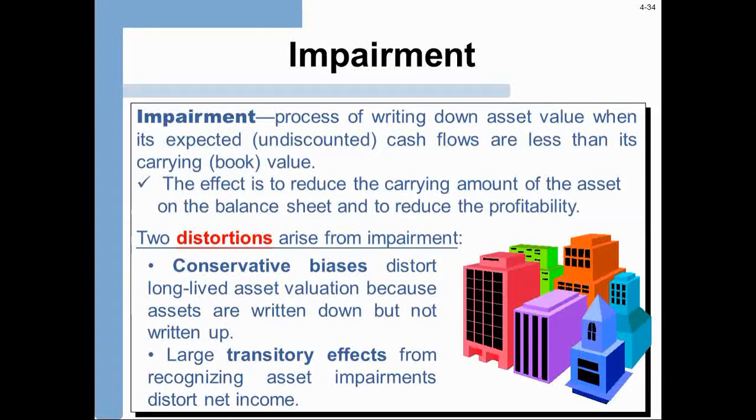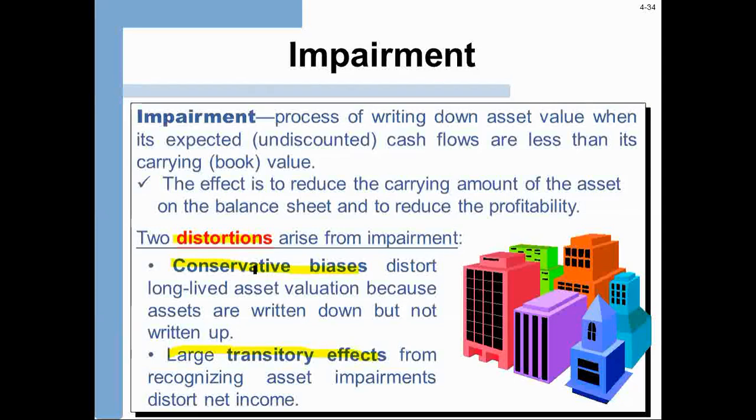The effect is to reduce the carrying amount of the asset on the balance sheet and to reduce the profitability, because we are going to put it in the income statement as an expense. So if you remember, as we calculated it as unrealized gains and losses. So these impairments are going to create two different types of distortion for us. These distortions are conservatism bias and large transitory effects.